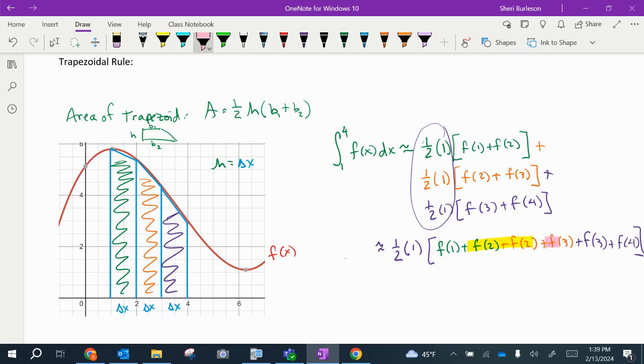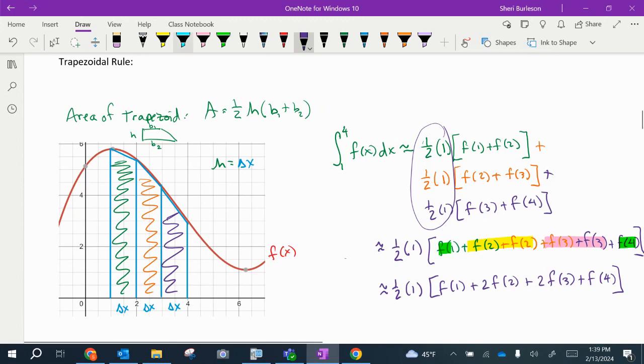And what it looks like is happening is my inner values are parts of two different trapezoids, and then my ends of the interval only occur once. So what I see is 1/2 times 1, and I get f1 plus 2 times f2 plus 2 times f3 plus f4. So if I generalize that, these are my end values, the ends of the interval.